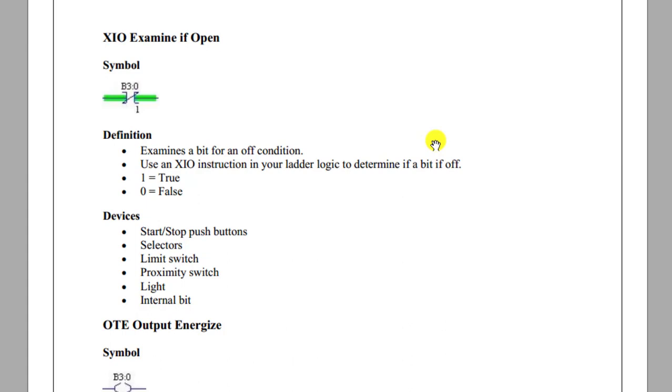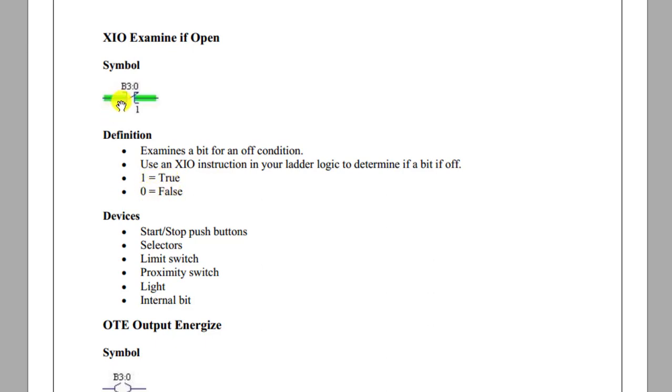The next is XIO, examine if open. This switch works when you have not applied any input. So this means that here 1 is equal to false. This is not true, so I'll be asking this question in your attendance criteria, what was the mistake in the video. So this is not true. 1 is equal to false over here and 0 is equal to true.